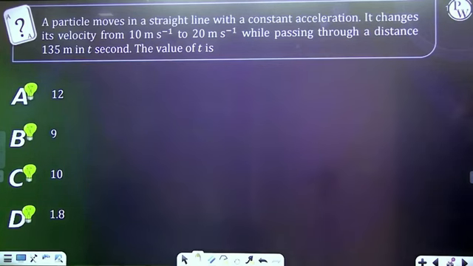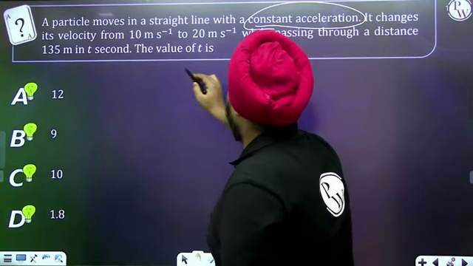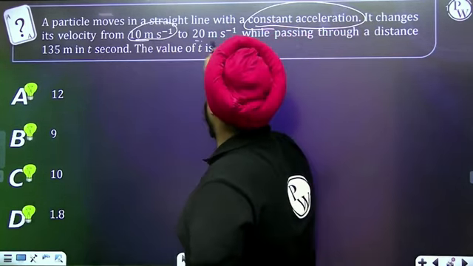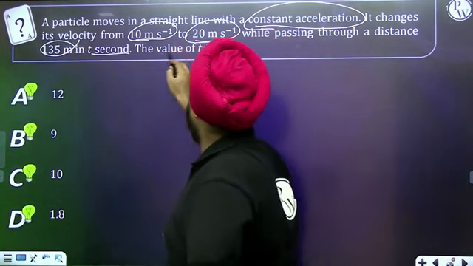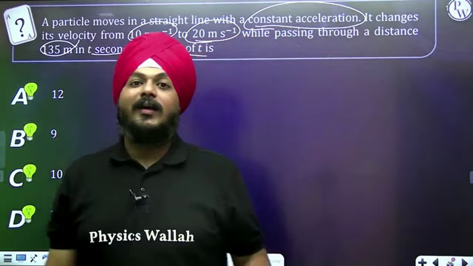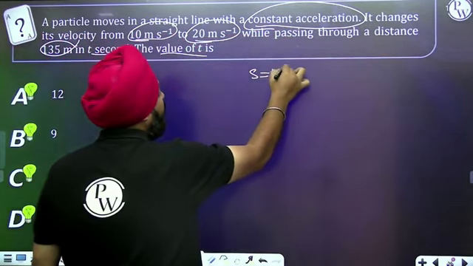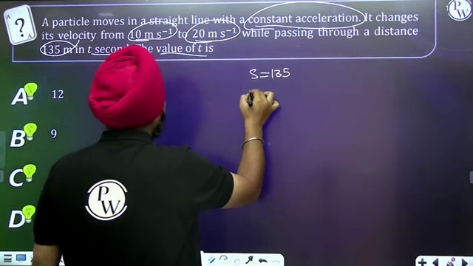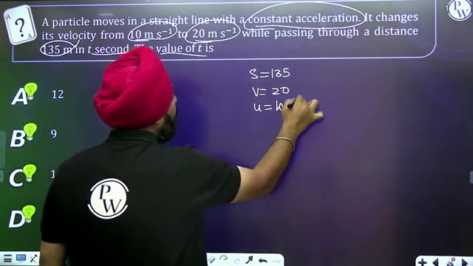A particle moves in a straight line with constant acceleration. Its velocity changes from 10 to 20 while passing through a distance of 135 in t seconds. What is the value of t? S is 135, u is 10, v is 20.